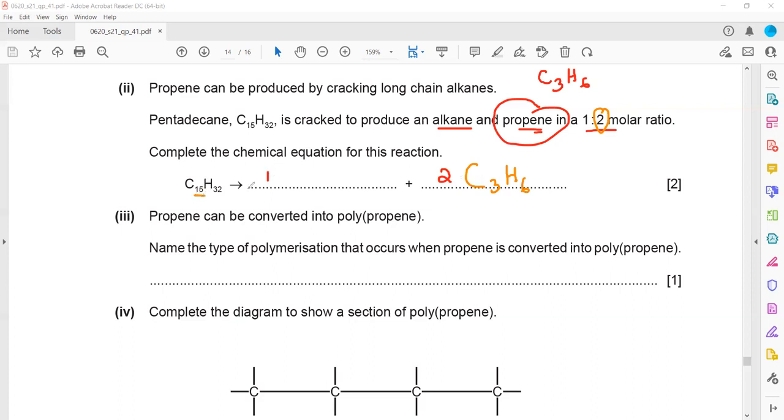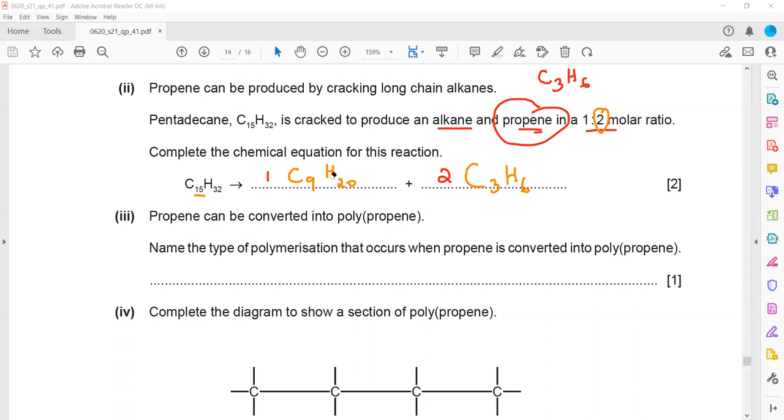There are 15 carbon atoms. Out of 15, 2 multiplied by 3, 6 are used. So we are left with 9. So it will be C9. And how many hydrogen are used here? 6 multiplied by 2, 12 are used. And total 32 are there. So how many hydrogen? It will be 20.